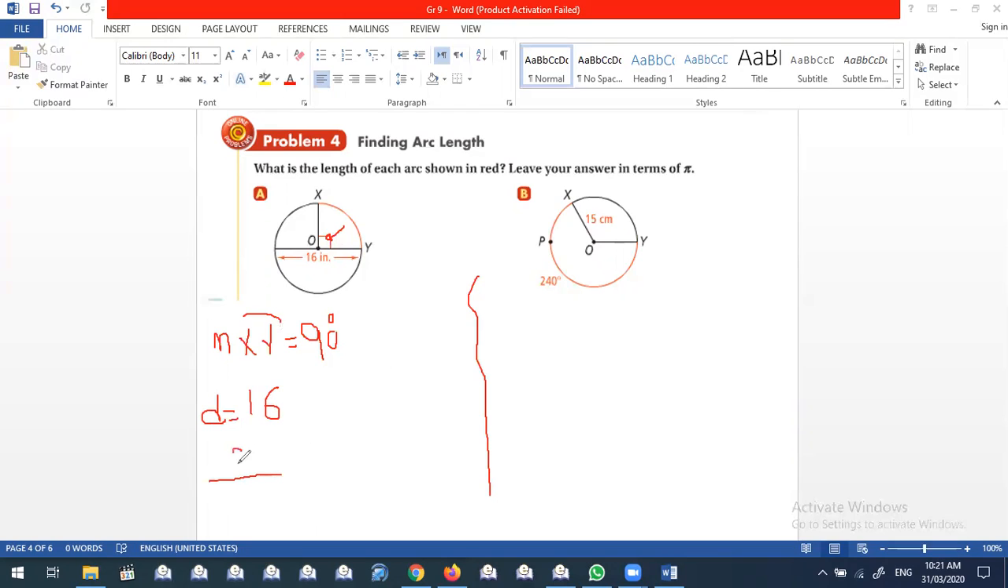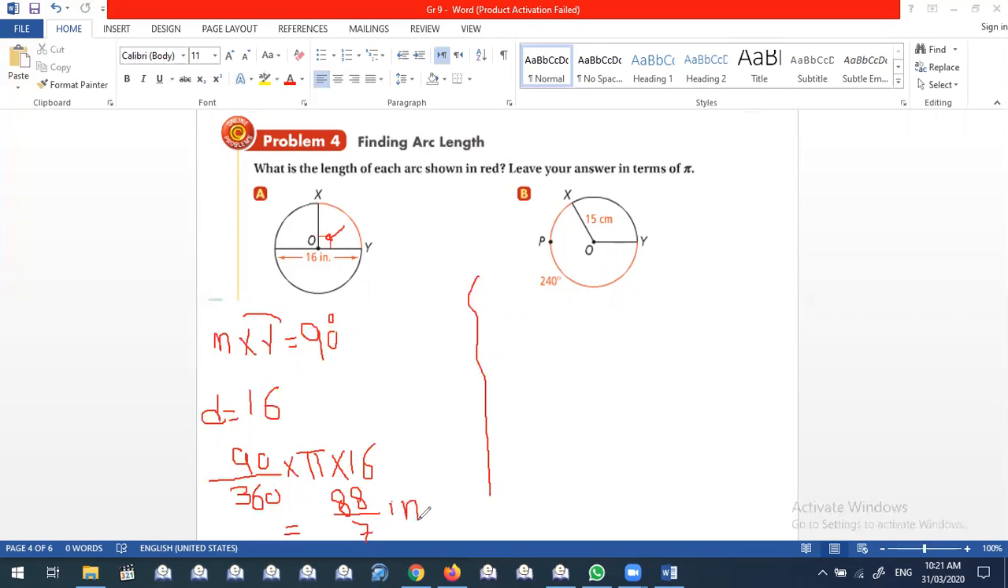the measure of the arc, which is 90 over 360, times pi times d. d is 16. Here we can use pi as 22 over 7 or 3.14, no problem. So 90 over 360 times, I'm going to use 22 over 7, times 16. It will be 88 over 7 inch.